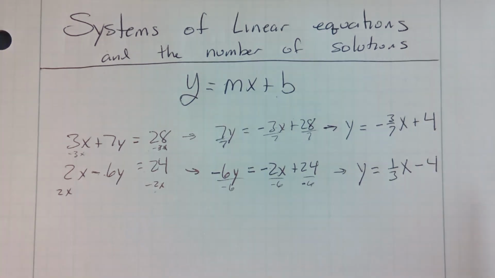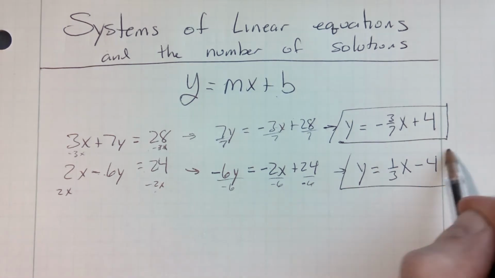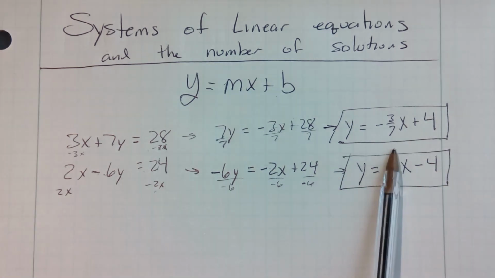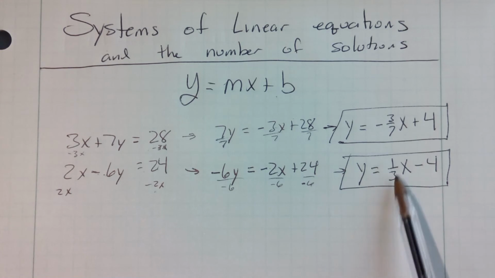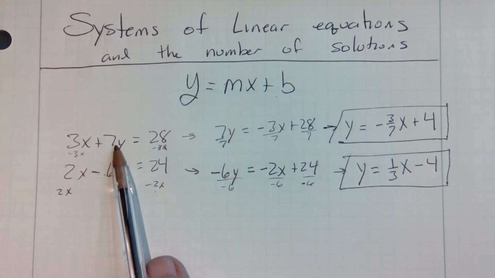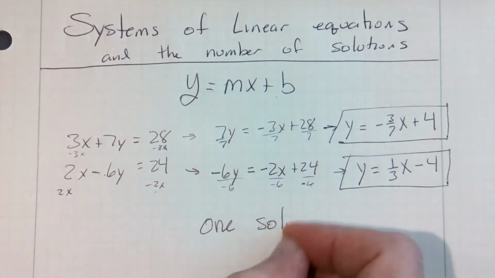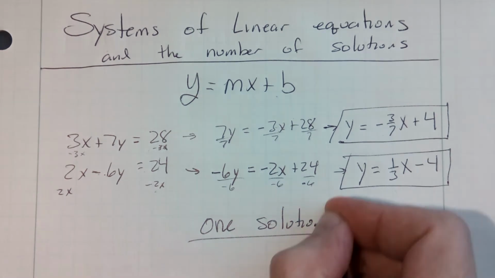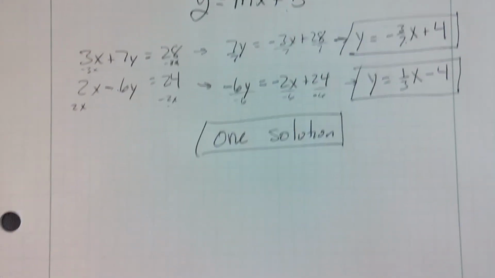So now that we have them in slope-intercept form, I first ask, are the slopes different? If the slopes are different, then you have one solution. I don't care where the lines are at. If the slopes are different, they're eventually going to intersect and have a point in common. So for these two equations, you would say there is one solution because the slopes are different. Okay? Now, let's do another one.